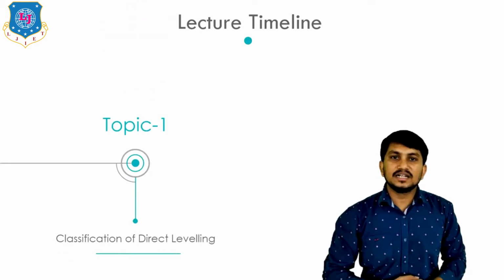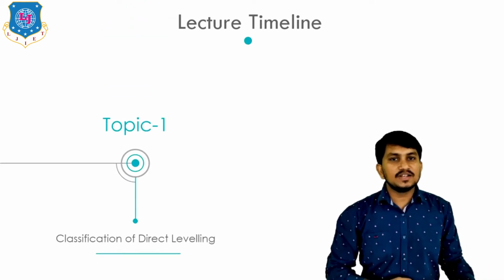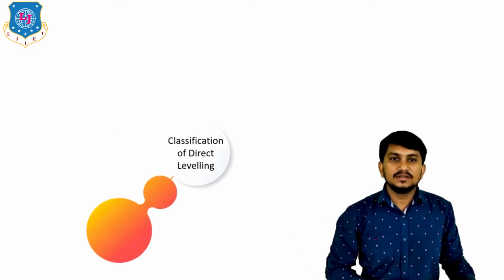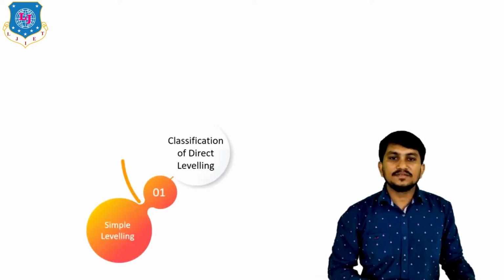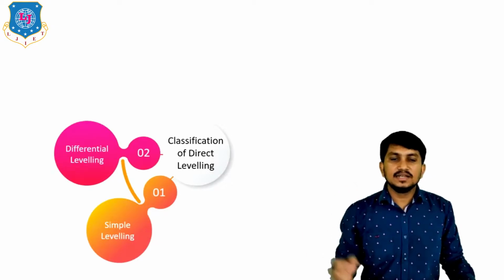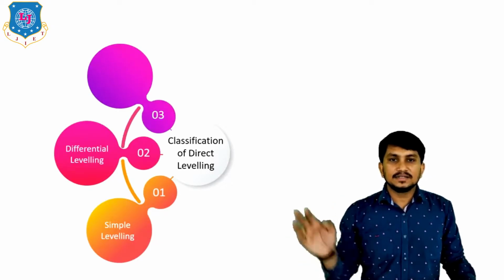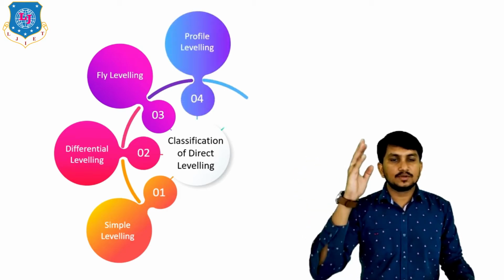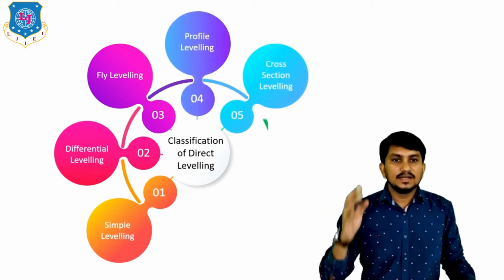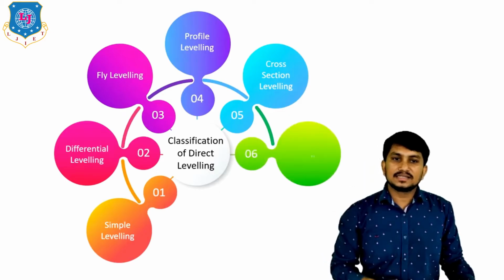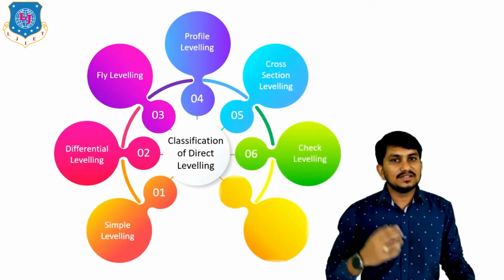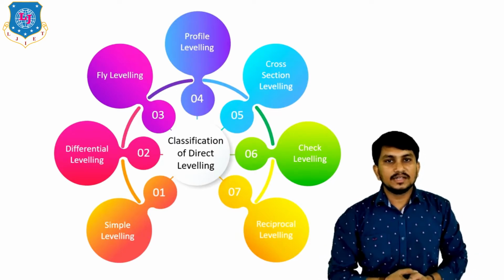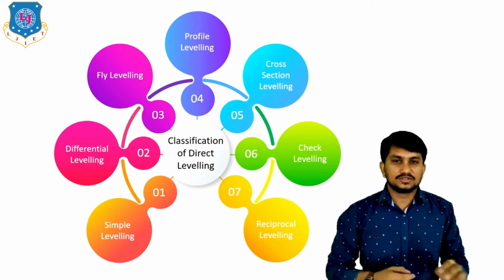In today's lecture, we will cover classification of direct leveling. So, without wasting much time, let's begin. Basically, there are a number of classifications of direct leveling. First is simple leveling, second is differential leveling, third is fly leveling, fourth is profile leveling, fifth is cross-section leveling, sixth is check leveling, and seventh is reciprocal leveling. So there are 7 types of leveling we will study in this lecture.